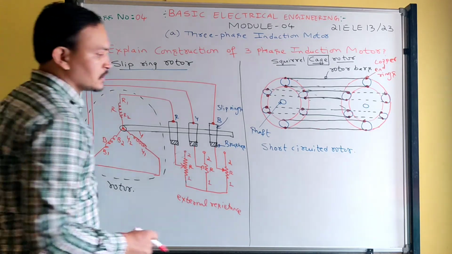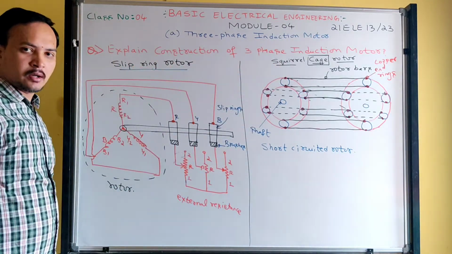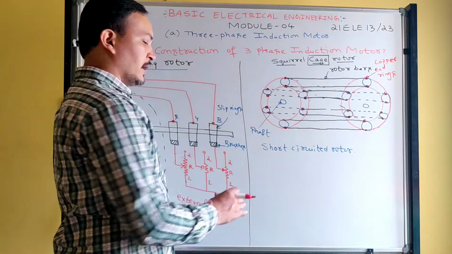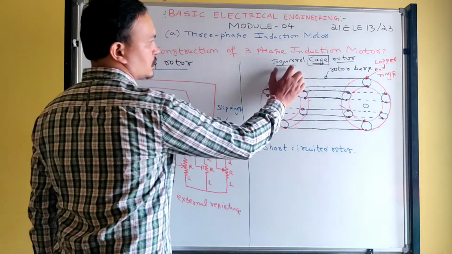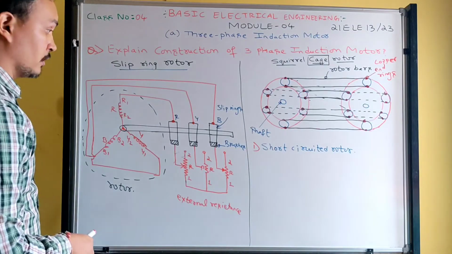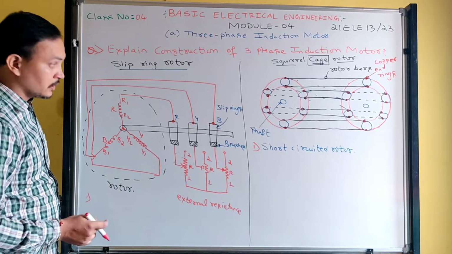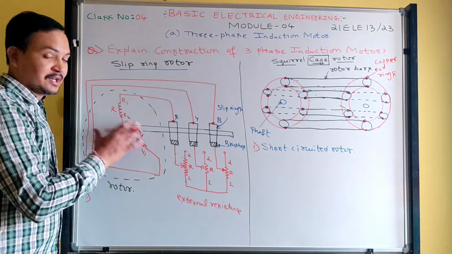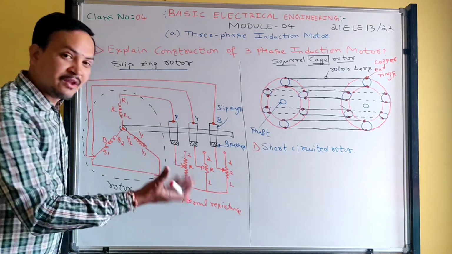Now, the next important thing is the comparison between the squirrel cage and slip ring rotor. I won't write the points and all, I will tell them generally. You must note them down in your book. First point: the squirrel cage rotor is called a short circuited rotor. For the slip ring rotor, only at the moment of start, only at starting, the rotor is short circuited. In running condition, the rotor is not short circuited.